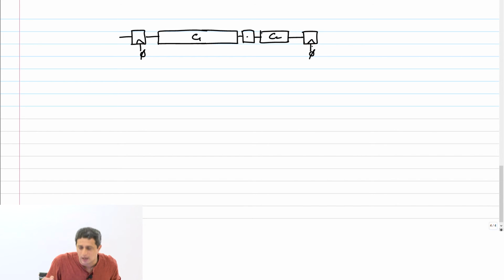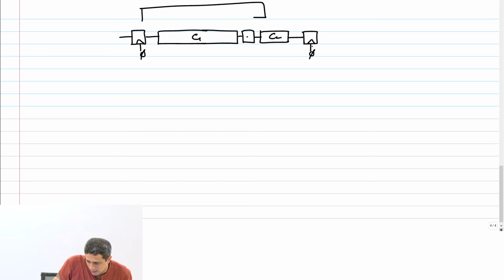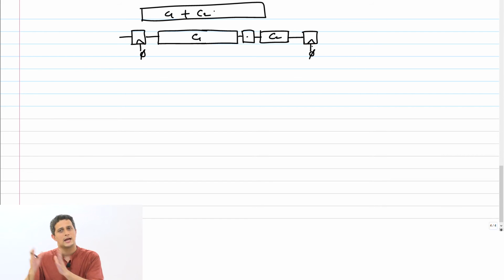I have somehow partitioned this combinational block which was C1 plus C2. I had a combinational block like this, C1 plus C2, and I made it C1 and C2, and I put a flop in between. What is the maximum clock frequency that I can run this at?